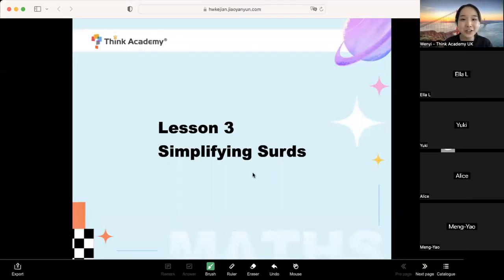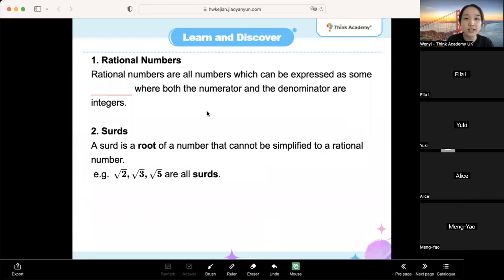Okay, welcome to the last lesson before the calculation test, which is simplify the surds. Before we know about surds, the first thing we need to do is to know what rational numbers are. So can anyone fill the blank here for me? Rational numbers are all numbers which can be expressed as some what, where both numerators and denominators are integers. The answer is very obvious, right?